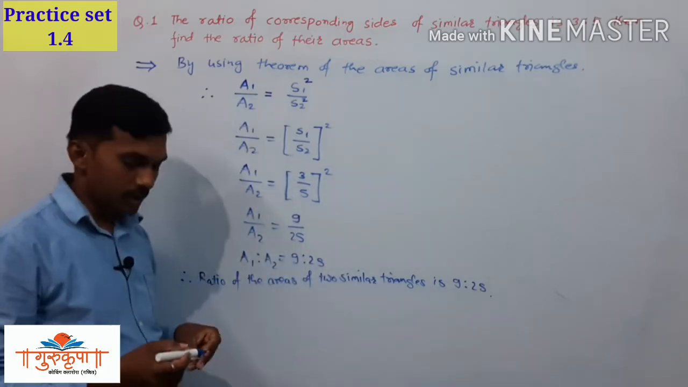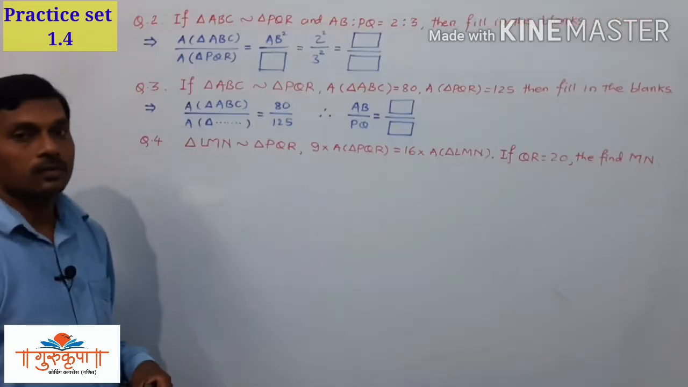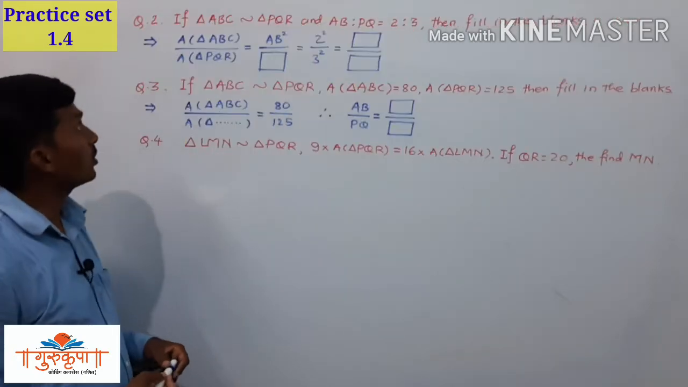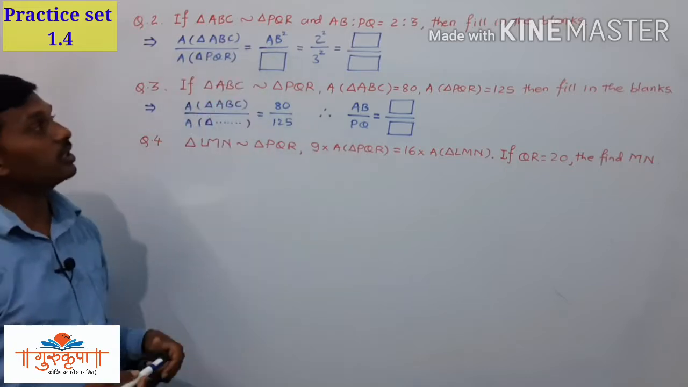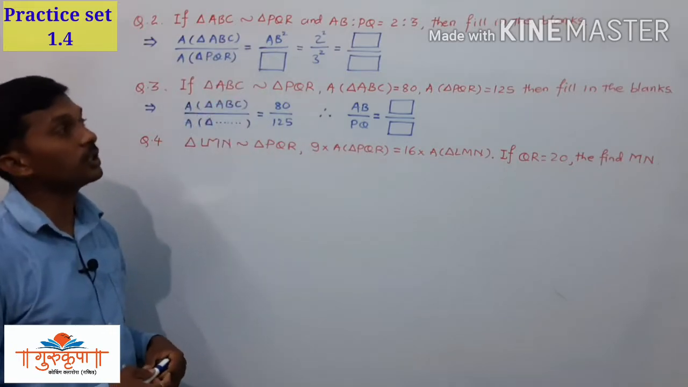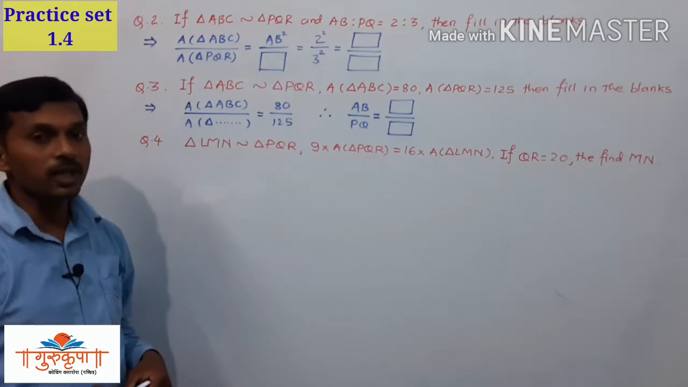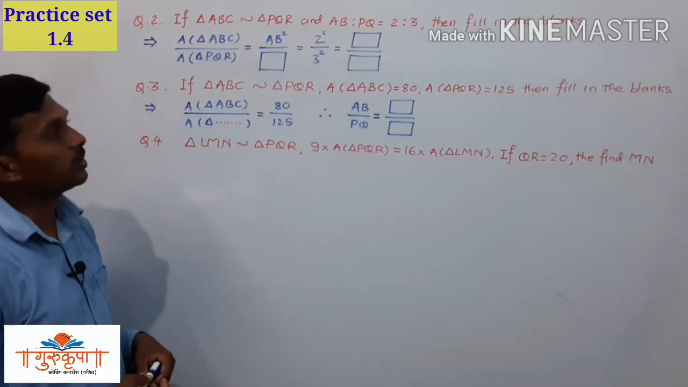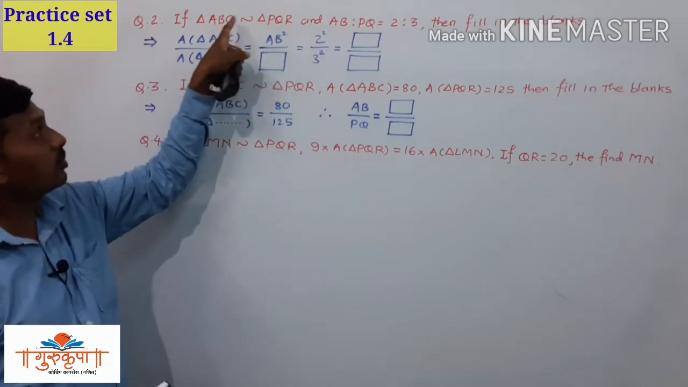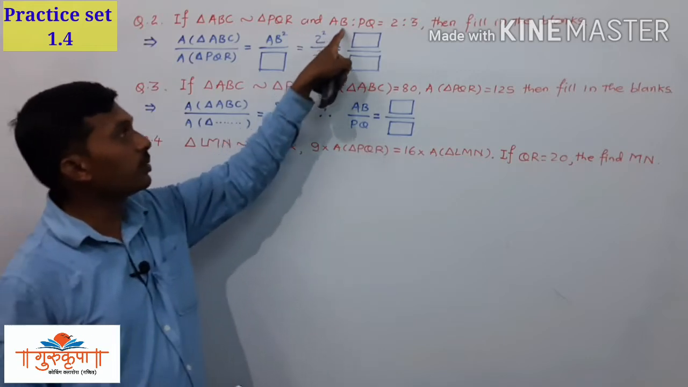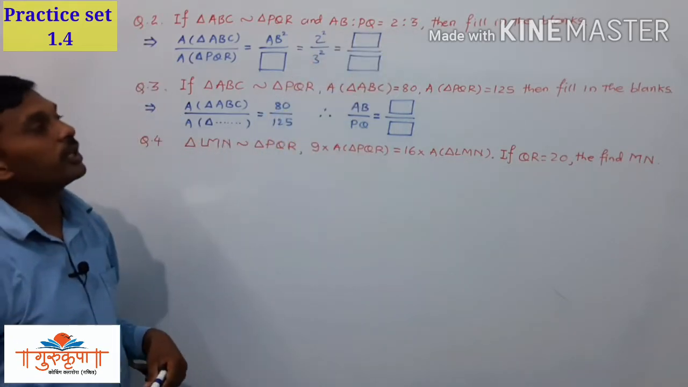Now we will take the second question from this practice set 1.4. If triangle ABC is similar to triangle PQR and AB is to PQ is equal to 2:3, then fill in the blanks. We have been given an activity to fill in the blanks. The given information is that two triangles are similar to each other. We are given the ratio of the corresponding sides, that is 2:3, and now we have to fill in the blanks.